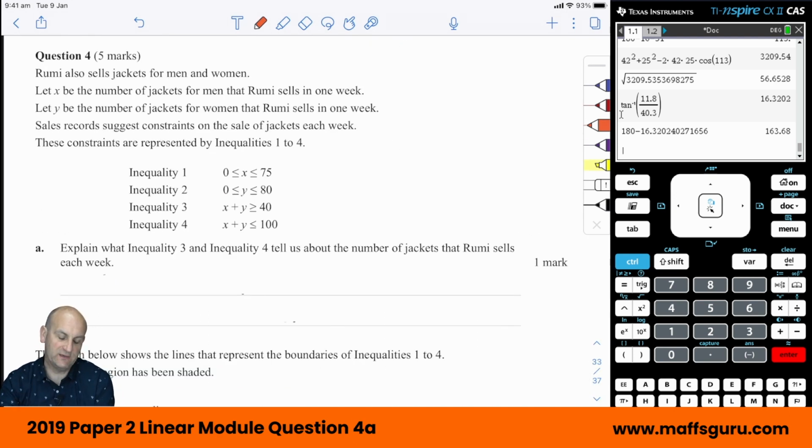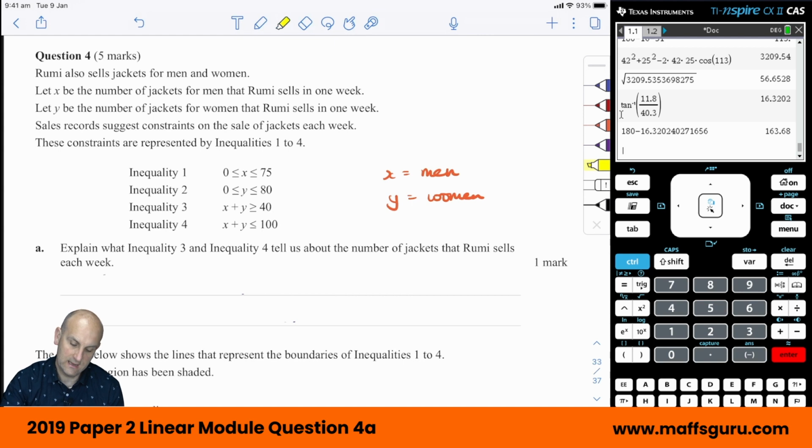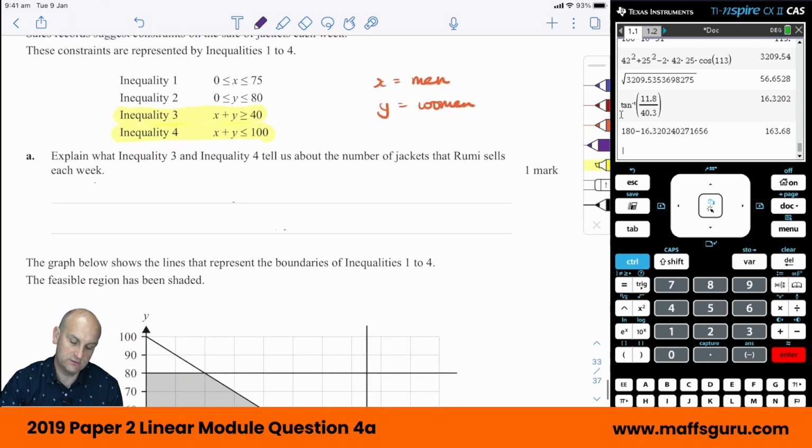Rumi also sells jackets for men and women. Let X be the number of jackets for men that Rumi sells in 1 week, Y be the number of jackets for women. So I'm going to write that down then. X is men and Y is women. I always forget the variables. Old age. These constraints are represented by inequalities 1 to 4. Explain what inequality 3 and inequality 4 tells us about the number of jackets that Rumi sells each week.